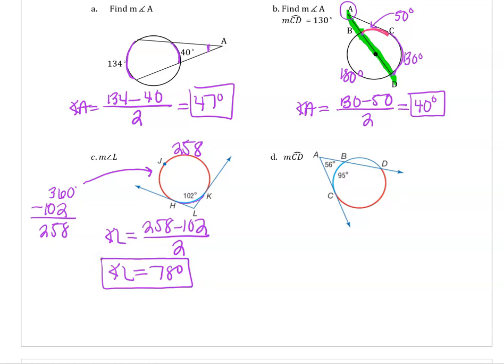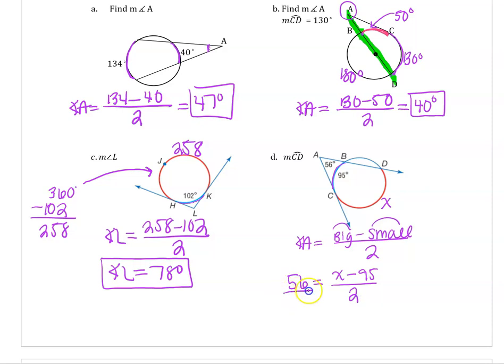And last example on this page, okay, I'm actually giving you the angle, you know the small arc, and you want to find the big arc. So let's call that X. So I know that angle A equals, let's actually write it like this, big arc minus the small arc divided by 2. And let's fill in what we know. We know angle A would be 56. Our big arc we're calling X. The small arc was 95. And then divided by 2.